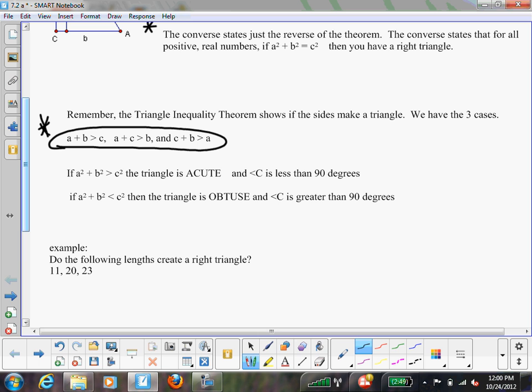Okay? Now, the Pythagorean theorem, though, allows us to determine what kind of a triangle we have. And this you do want to have in here. If A squared plus B squared is greater than C squared, then the triangle is acute. If A squared plus B squared is less than C squared, then the triangle is obtuse. Okay? A and B are always smaller than C.